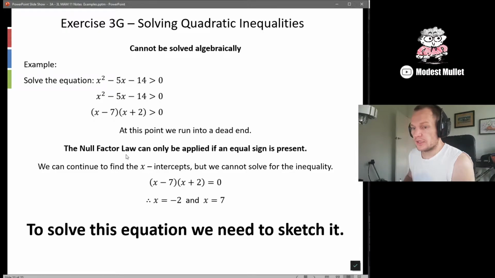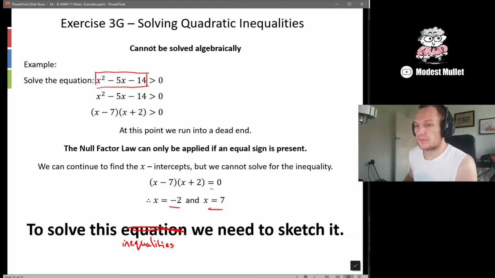We could continue if we change the inequality to an equal sign, like what is done right here. And that allows us to find out what the intercepts are if we graphed this expression. But it's not helping us any further than that. So to solve inequalities, and actually I should change this to say inequalities, we need to sketch them. And I'll explain why we need to sketch them, or how sketching can help us.